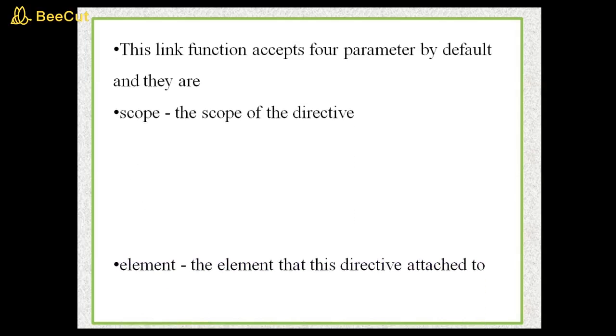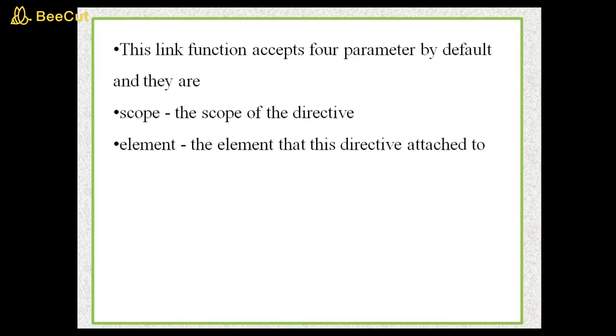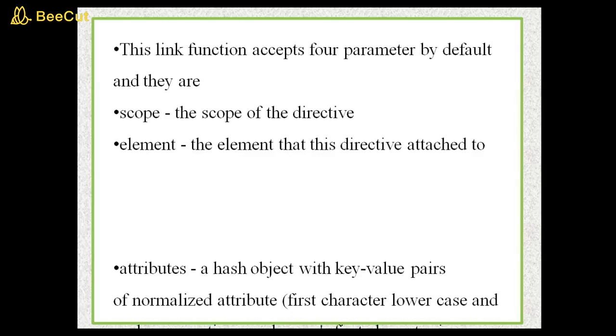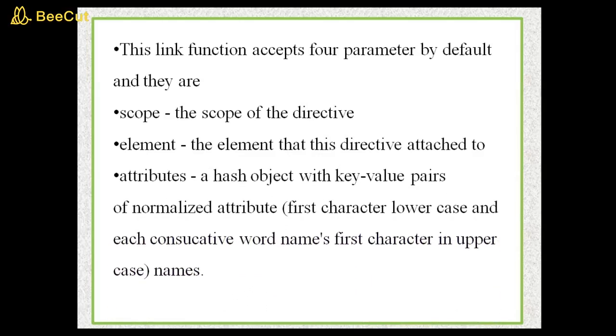This link function accepts 4 parameters by default, and they are: first is scope, the scope of the directive. Second is element, the element that this directive is attached to. Third is attrs, a hash object with key value pairs of normalized attribute names, with the first character lowercase and each consecutive word's first character in uppercase. The last parameter is controller, the controller it is working with.